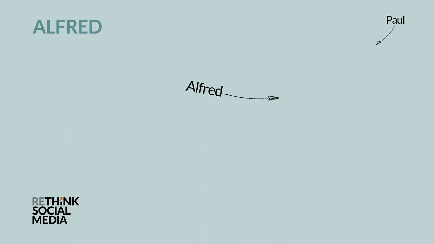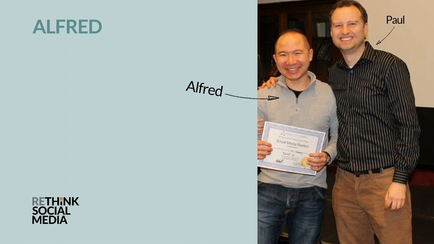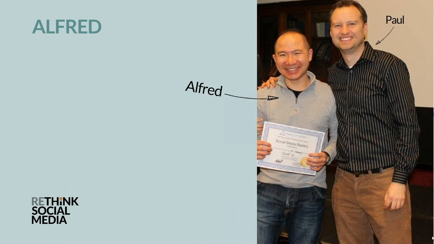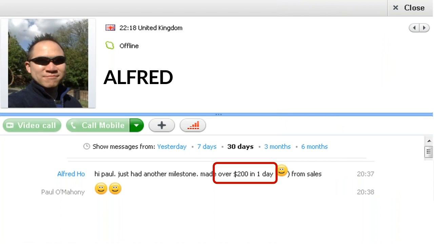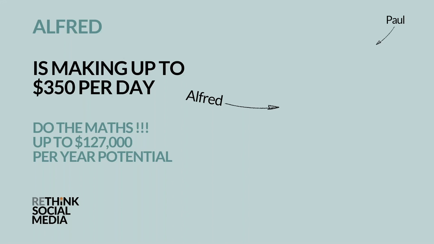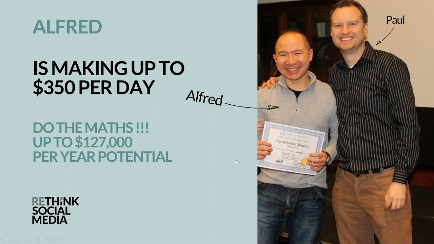And I'm going to be sharing with you now how you can actually take this knowledge and start to get the kind of results that these guys got. Like Alfred here, he works 60 hours a week in his full-time job, sent me a message on Skype saying, hey, Paul, just made over $200 in a day. Then at the workshop, he was telling me he was now making over $350 a day. That's $127,000 a year on the side of a job.